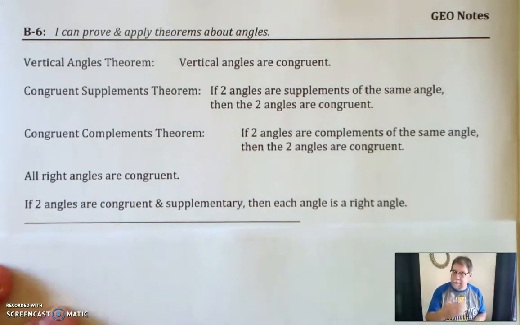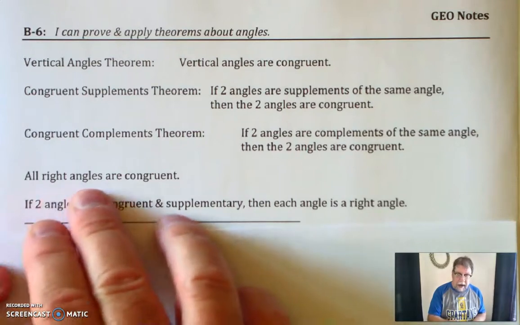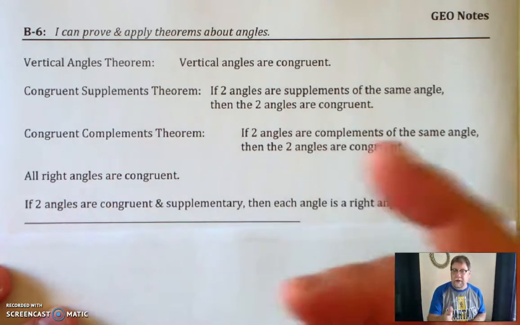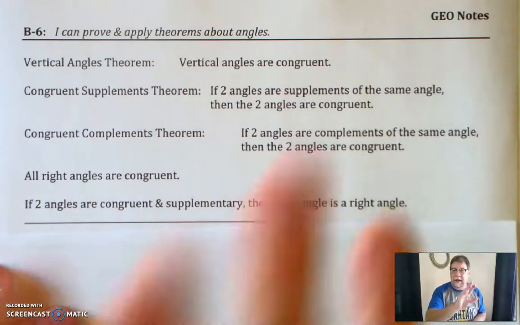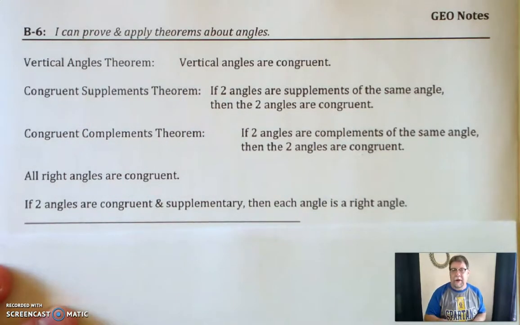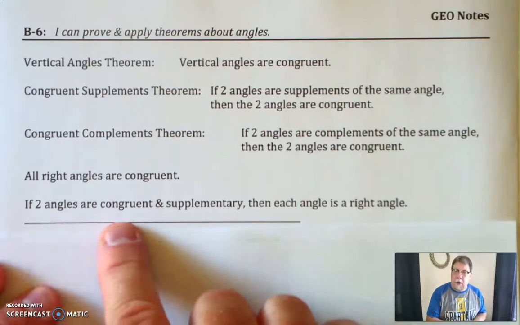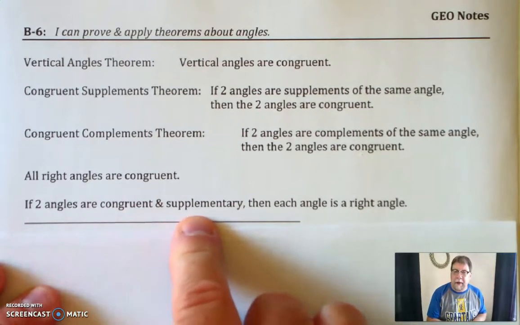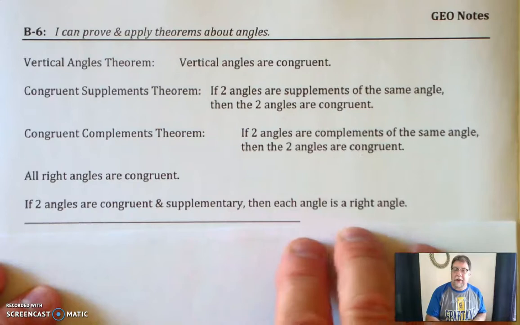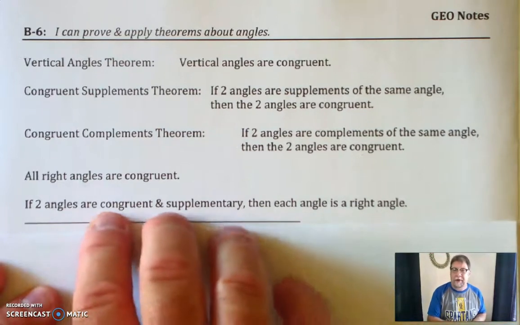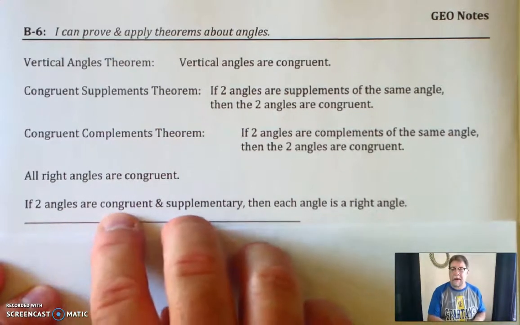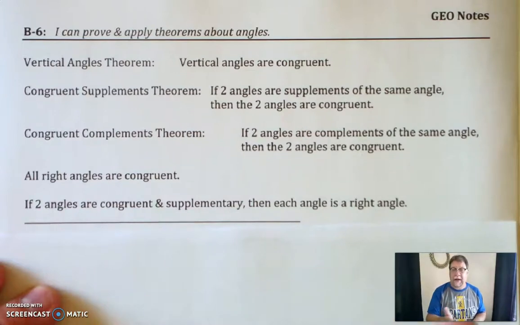Here's an easy one that people forget about all the time. All right angles are congruent. You see two right angles in a problem, you can simply say they're congruent because all right angles are congruent. If two angles are both congruent and supplementary, then each angle is a right angle. Think about it. If they're both congruent and supplementary, the two angles have to add to 180. They both have to be the same number. They both have to be 90. So each angle is a right angle.